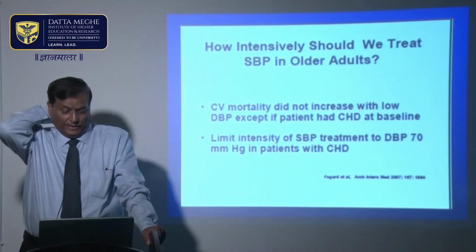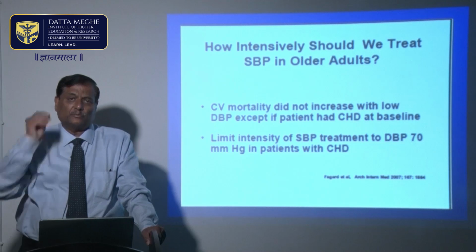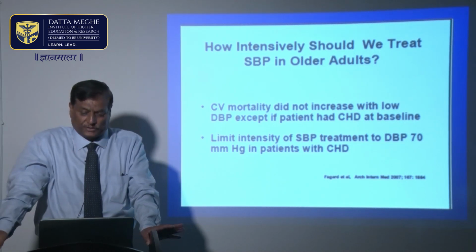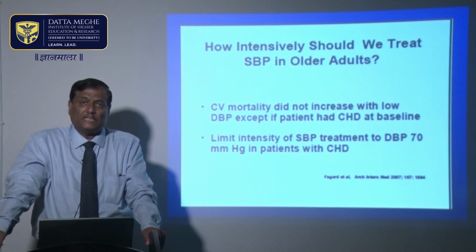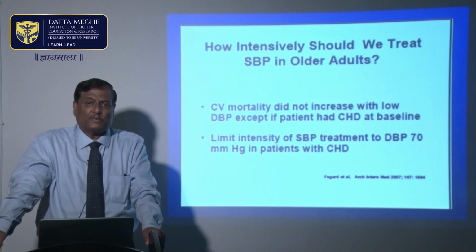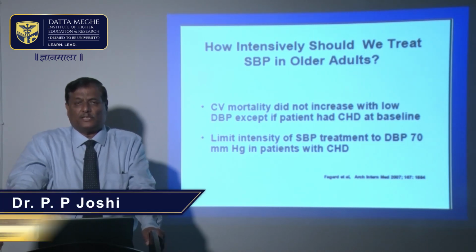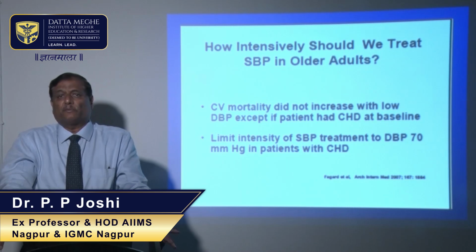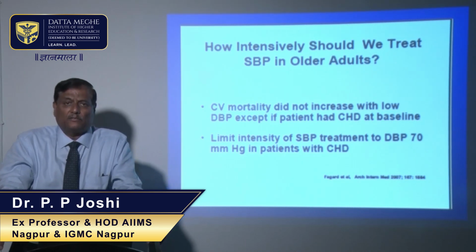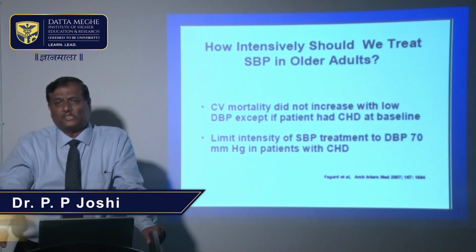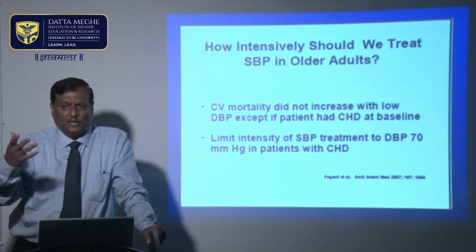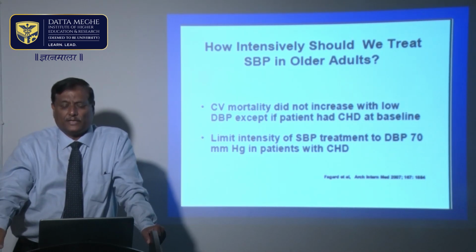How intensively do we need to bring down the blood pressure? The cutoff levels are the same. Isolated systolic hypertension is very common in the elderly. Diastolic blood pressure may be normal in the elderly, and it's very difficult. We have seen patients who have systolic blood pressure 170, 180 and a diastolic blood pressure of 70 or 80.